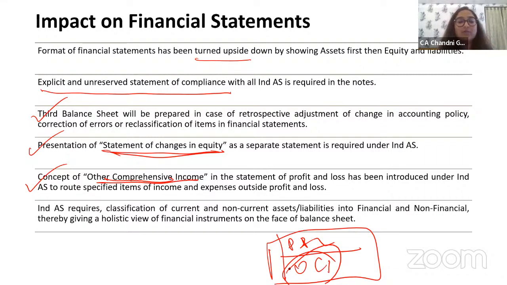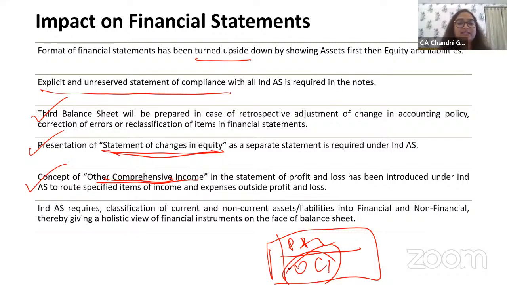Basically, other comprehensive income is a section where certain items are reflected which are not routed through P&L, or which may be routed through P&L at the end of the term of the item, maybe an asset or liability or whatever. Now, can we show any expense or income in OCI? The answer is no. Why? Because the standard will tell you that this item will be routed through OCI.